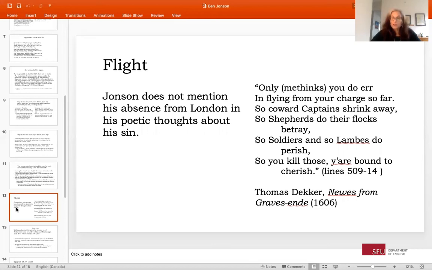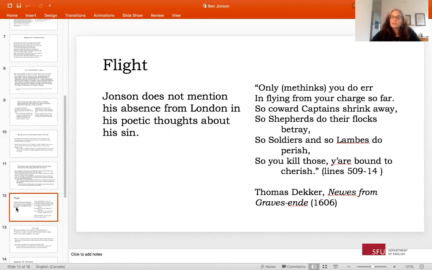And we saw earlier the centrality of the moral debate in plague literature around flight, whether or not it was okay to leave the city during plague. That was an issue that was debated by English religious commentators as well as non-religious commentators. It was also debated by the great continental religious reformers as well, like Martin Luther and John Calvin.